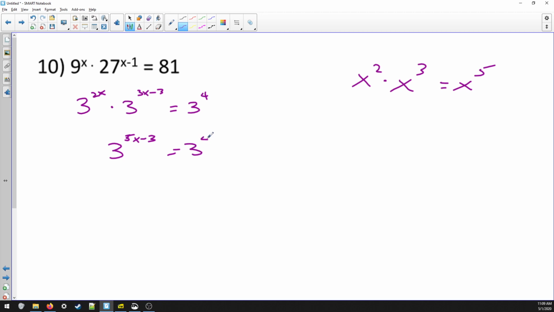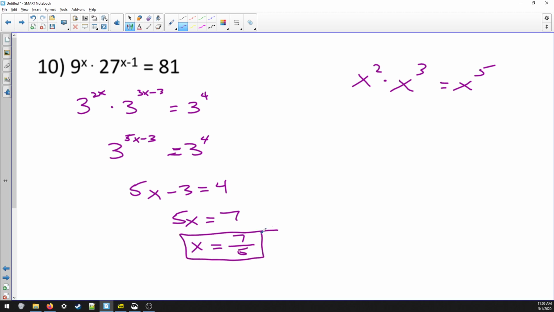So I had to combine those because this property that we're using is called one-to-one, and that means that I have to have one base on the left and one base on the right, and they have to be the same. Okay, so now I'm in that situation, and that means I can set the exponents equal and say that 5x minus 3 is equal to 4. Okay, add the 3 over to be with the 4, so that'll be 5x equals 7, and then I'm going to divide, and I'll get this fraction 7/5. Okay, that's a 5 on the bottom.